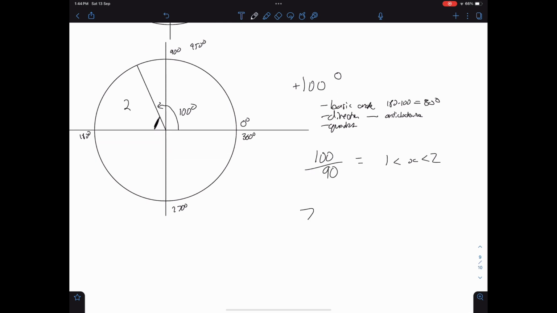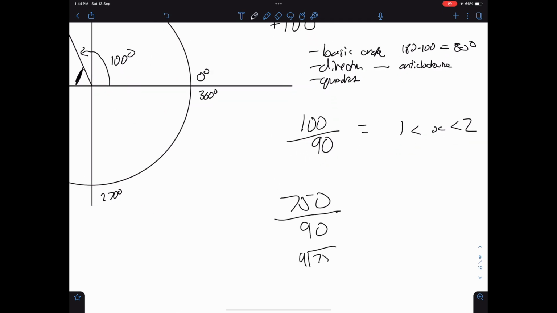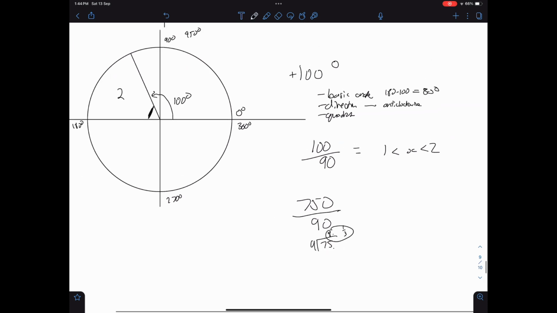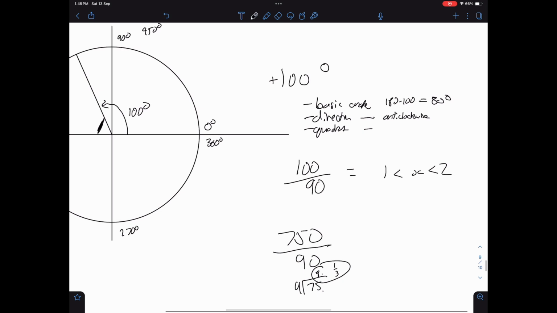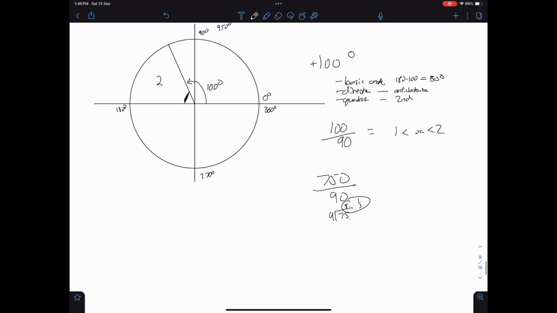For a bigger one like 750, you divide that by 90, so 9 into 75, that's 8 and 1/3. Think of it as going 1, 2, 3, 4 over and over again. 8 is between the fourth and the first, so you would get that in quadrant 1. And so we can say that 100 degrees is in the second quadrant.